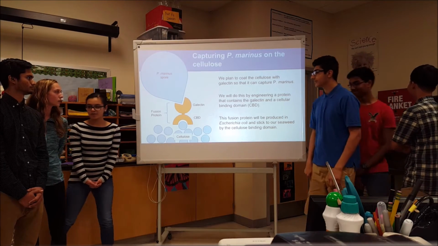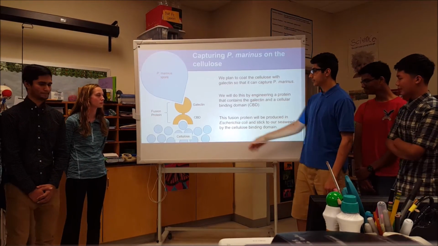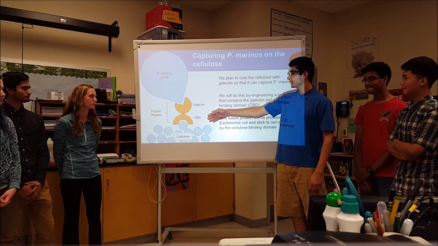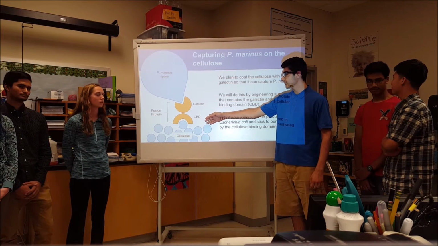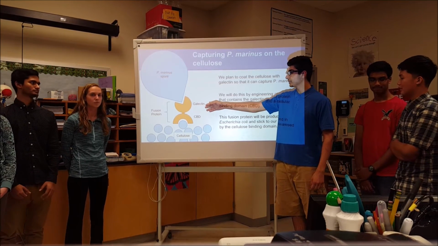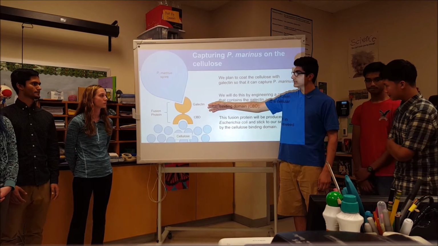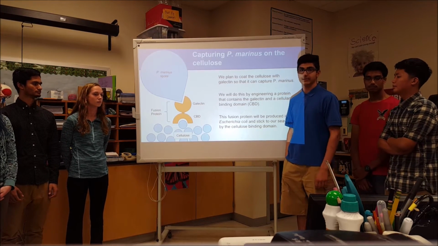This is a model that shows our framework for creating the seaweed. So we have the cellulose sheet. To it we will connect a fusion protein, which will consist of a cellulose binding domain protein and a galectin protein. And the galectin protein is a receptor for the P. marinus disease, and we hope that once we have created it, it will attract the P. marinus and protect the oysters.